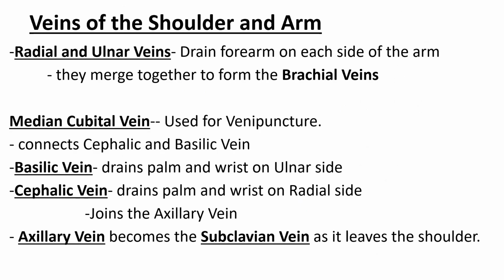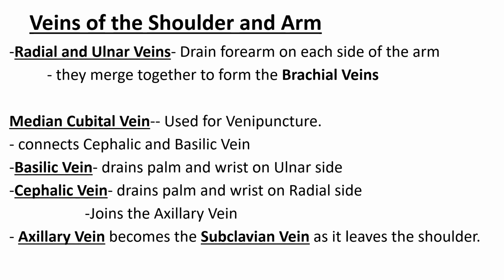All right, veins of the arm. So we're starting way out at the distal end of our arms here with our hands. And our forearms, we've got our radial and ulnar veins draining each side of the arm respectively. They're going to merge back together to form the brachial veins. But we do have a few new veins here that we need to be familiar with. We've got the basilic vein, which is going to drain the palm and wrist on the ulnar side. We also have the cephalic vein, draining the palm and wrist on the radial side.